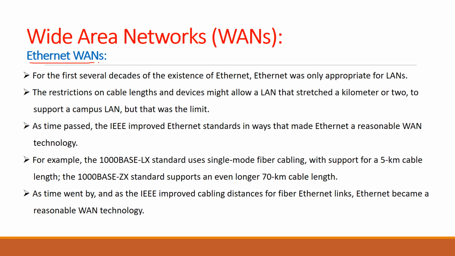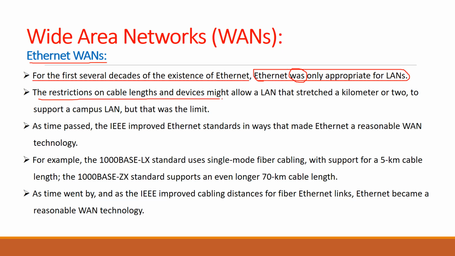Second, let's discuss Ethernet WANs. We discussed leased lines, and now we are going to discuss type 2 of the wide area networks, which is Ethernet WANs. Actually, for the first several decades of its existence, Ethernet was only appropriate for LAN. The restrictions on cable lengths and devices might allow a LAN that stretched a kilometer or two to support a campus LAN, but that was the limit.